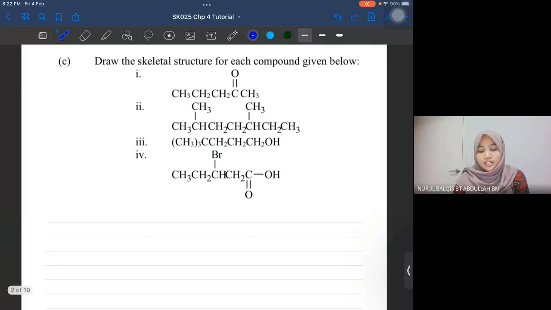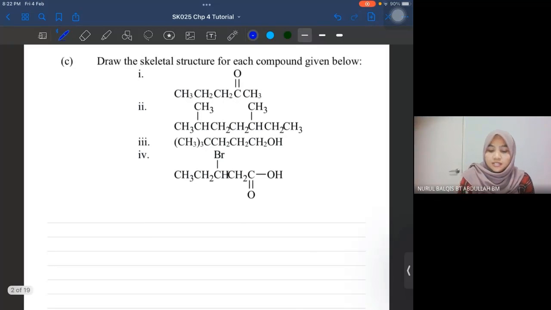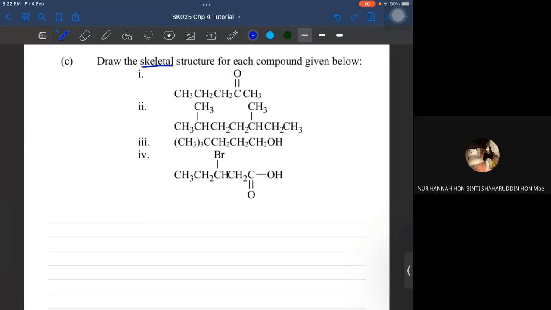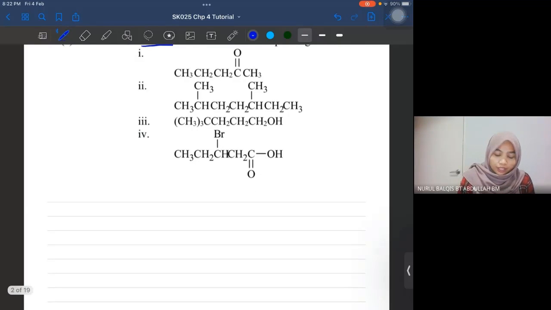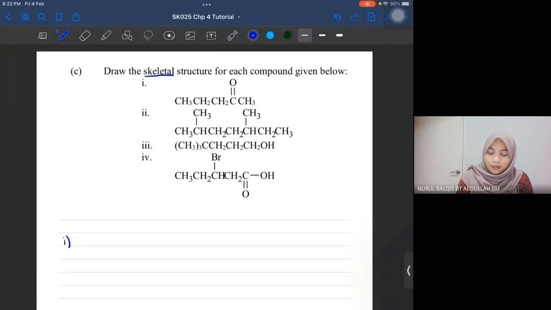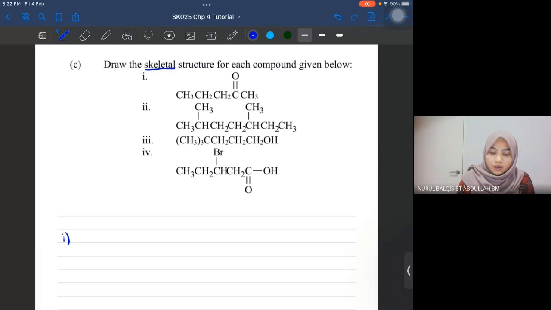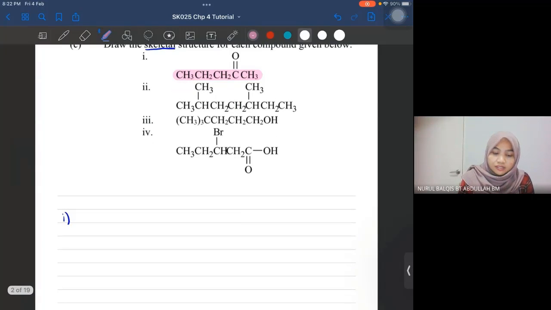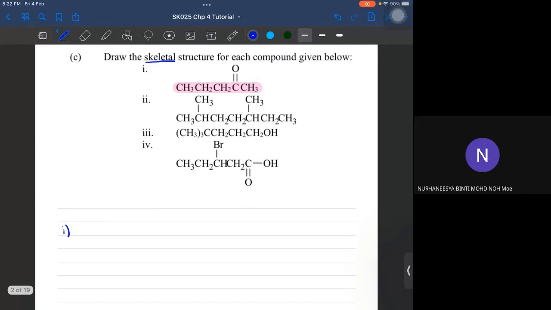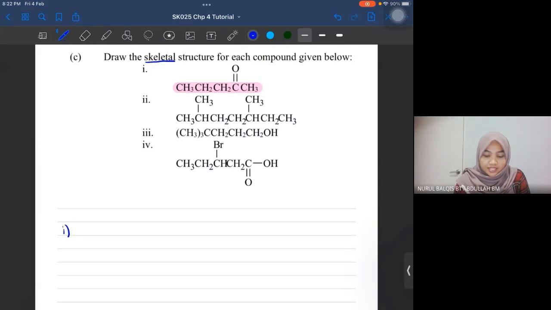Condensed. So from condensed, now she asks you to draw skeletal. So it's just the reverse of the previous one. Okay, for the first compound, look, how many carbons make up your longest chain? 5. So 1, 2, 3, 4, 5. So for skeletal, is this open chain or closed chain? Open chain. So we will draw using zigzag.